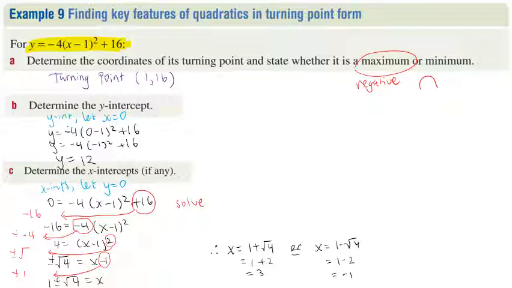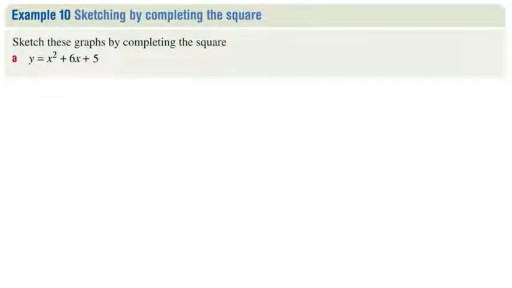So now we can sketch this. So my y-intercept is at 12. My turning point is at (1, 16). X-intercepts: one is at -1 and one is at 3. And remember, it's an upside down parabola, but it's a maximum. So now I just join these. Oh my god, so wonky. There we go, done.